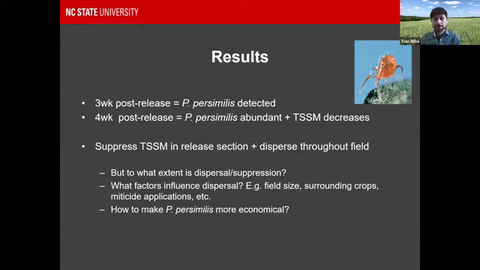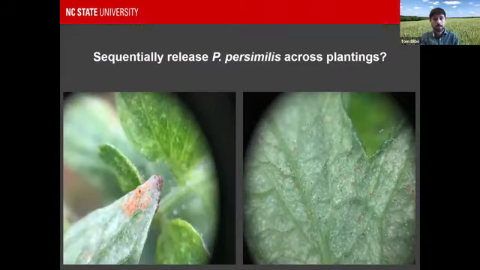We know they can be really good. We want to make them economical. So one idea is to use sequential releases of Persimilis across multiple plantings. When you put Persimilis, like I showed, in a field, they increase to very high amounts. And so basically that field becomes a little Persimilis producing factory.